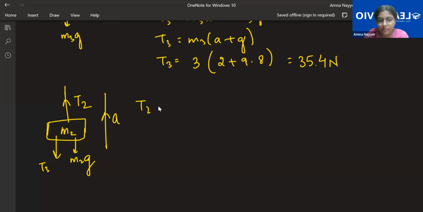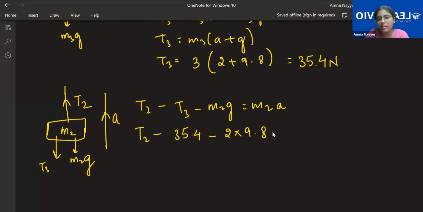T2 minus bracket T3 plus M2G is equal to M2A. Correct. So you can just put the sign like minus T3 minus M2G, like this, is equal to M2 into A. Then you can take the minus sign common and solve the way you have to solve the questions. Look, T2 minus T3 is 35.4. We've already calculated from here. Minus M2G is 2 into 9.8.